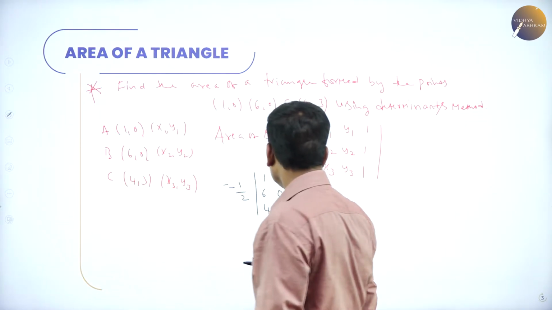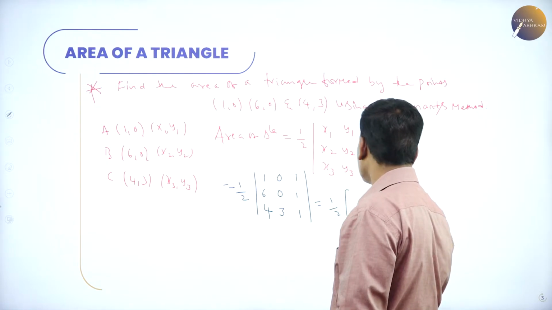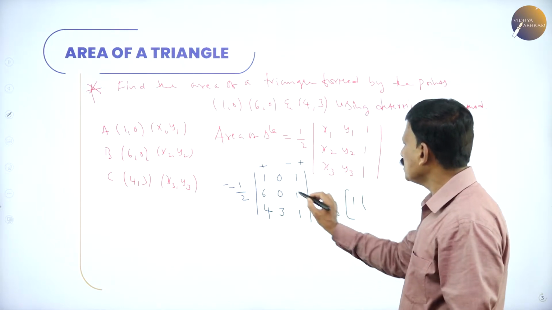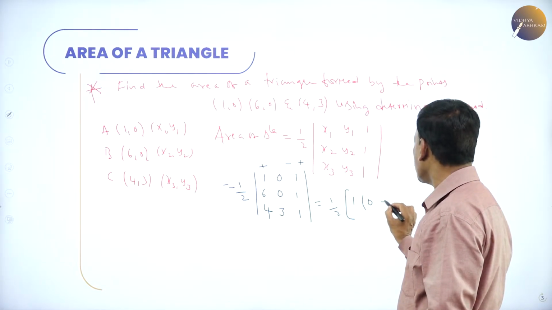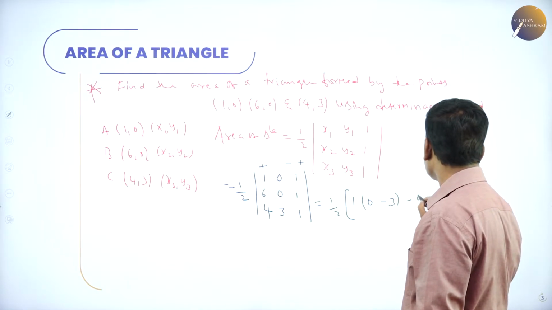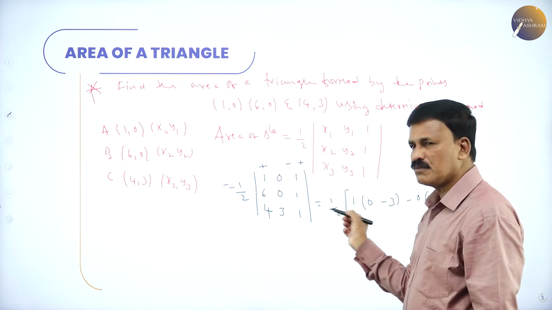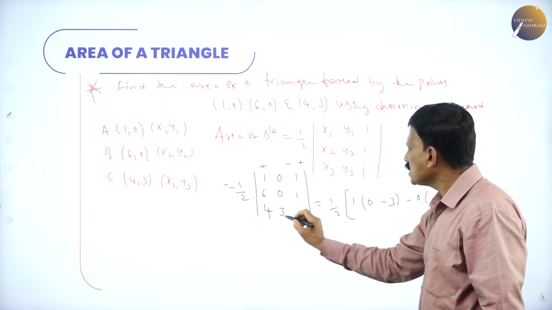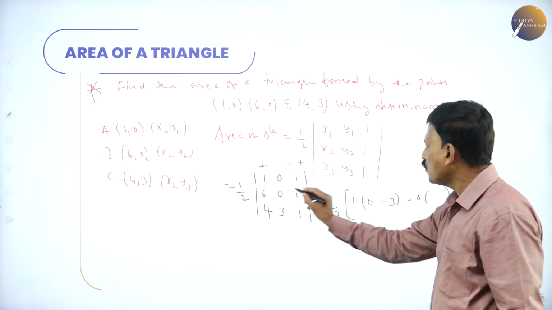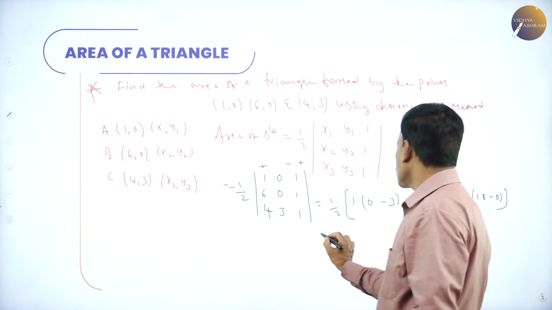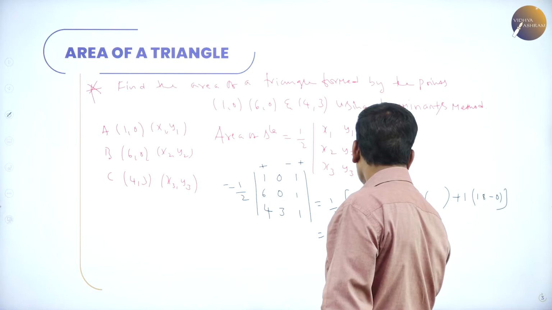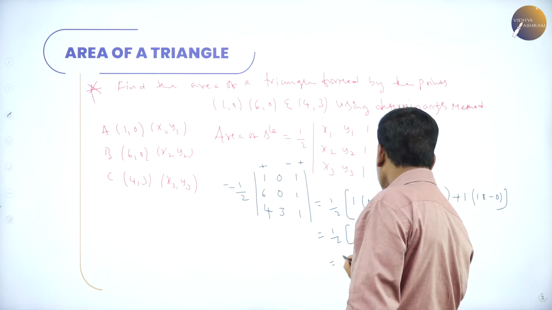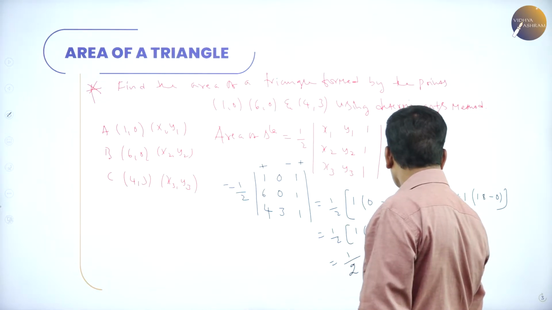So, this is equal to, simplify this, half into, 1 by 2 out, plus, minus and plus, 1 into, delete the row and column containing 1, this is gone, this is gone, 0 into 1 is 0, minus, 1 into 3 is equal to 3, minus, 0 into, if you multiply any number, you will get 0, leave, plus, 1 into, this row and column is gone, 6 threes are 18, minus, 4 into 0 is equal to 0. Now, this is equal to half into 1 into minus 3 minus 0 plus 1 into 18. So, this is half into minus 3 plus 18.